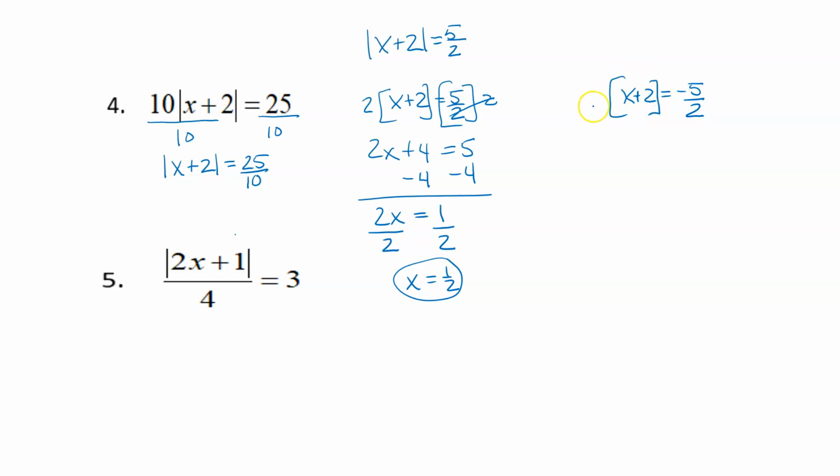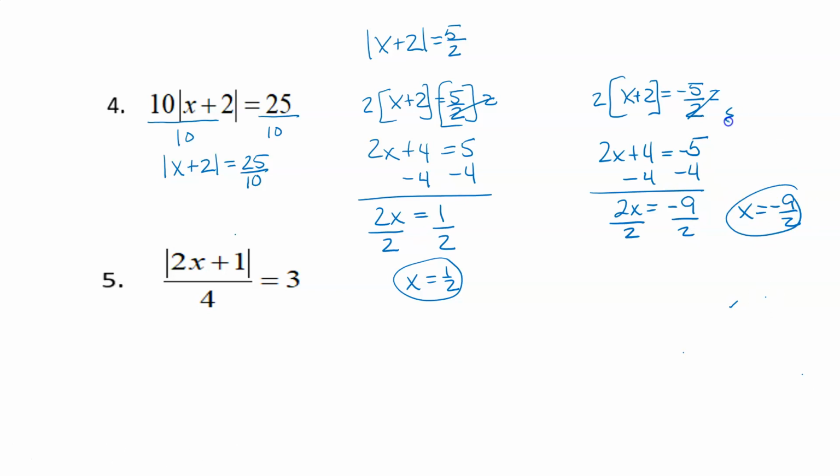Here again, I am going to clear out my fraction. So I have 2x plus 4 equals -5. I'm going to subtract 4. So I have 2x equals -9. I'm going to divide by 2. So x equals -9/2. So my solutions are 1/2 and -9/2.